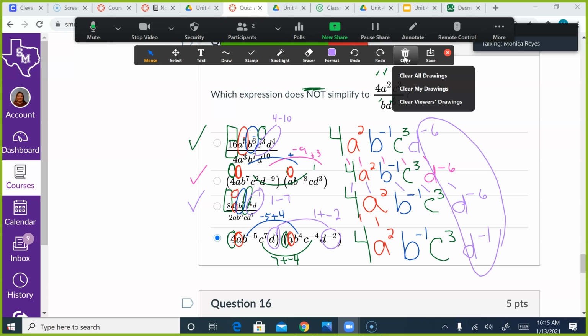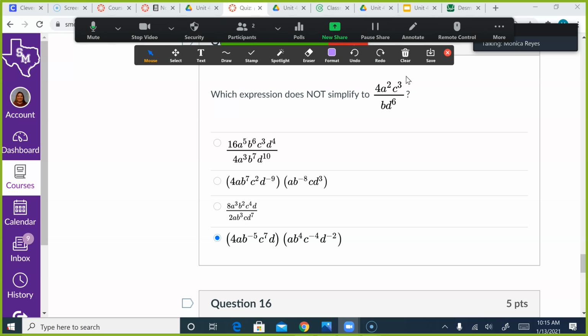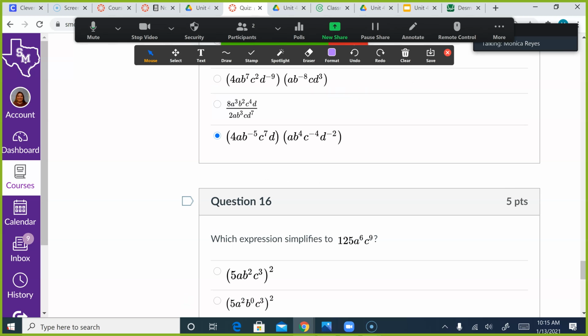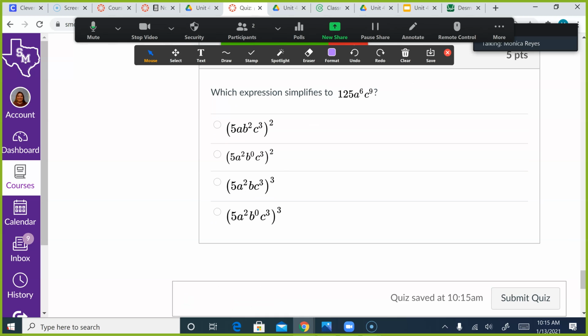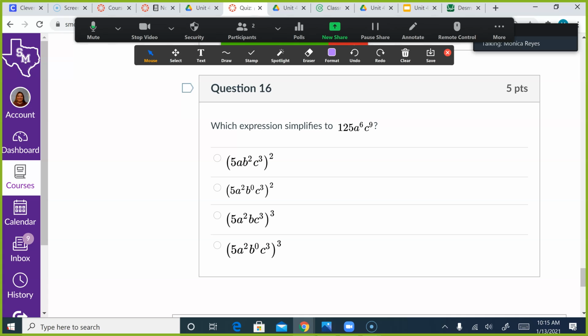Okay, so again, you're going to do the same thing. So choose that one. Make sure it's the correct exponent one. It's not the fraction ones. Make sure it's the one that has these exponents. And then you're going to do the same thing for 16, choosing the one that either does or does not simplify to the answer that's given. Okay, so go ahead and finish that homework.